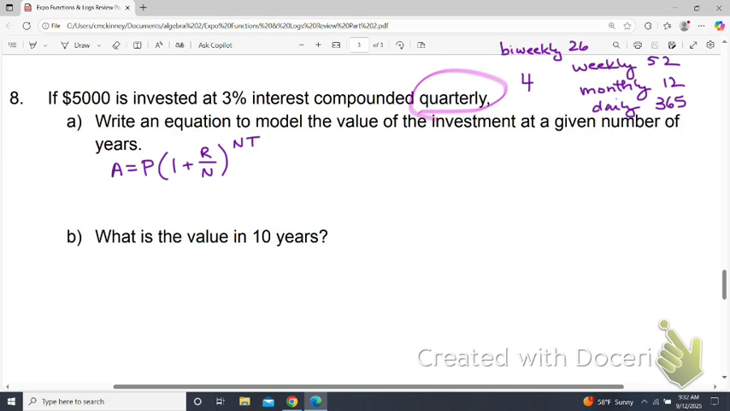All right, so now that is just the formula that's posted in the classroom. That is not your model here. So you could still use Y if you want. I'm just going to stick with A here. So $5,000, 1 plus 0.03, divide it by 4.